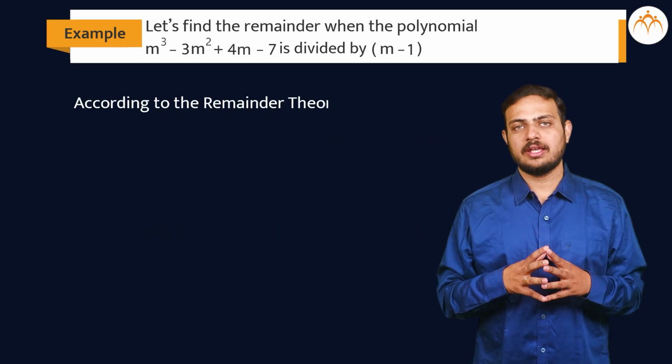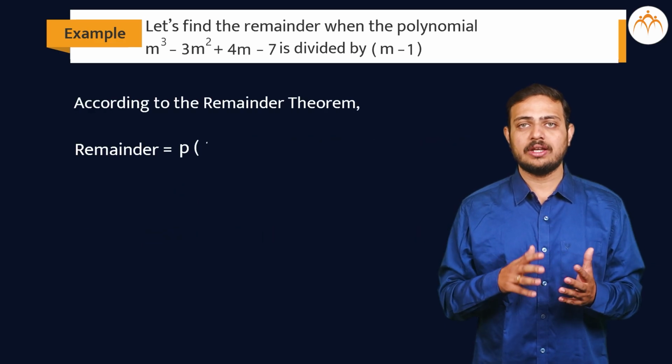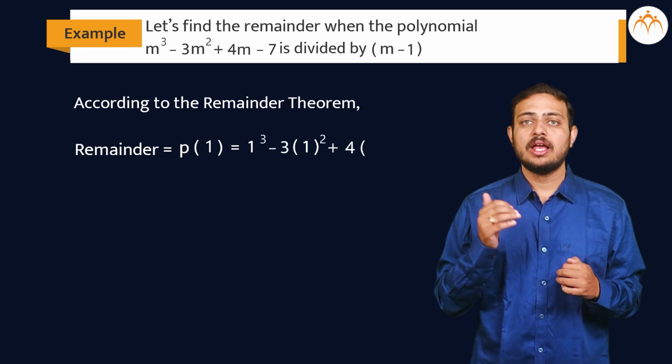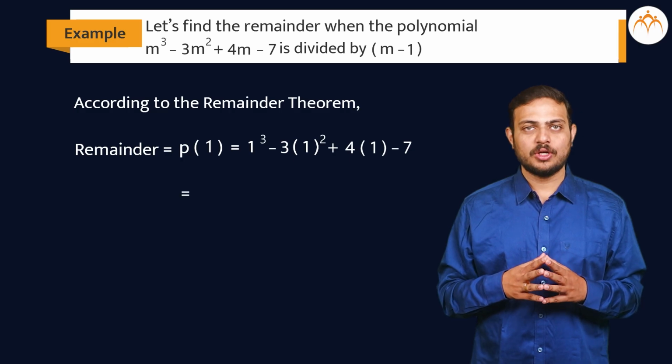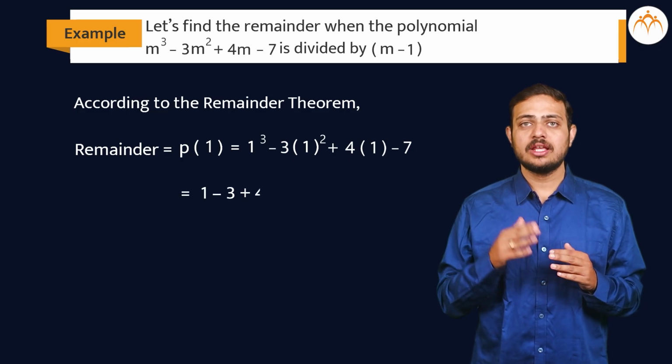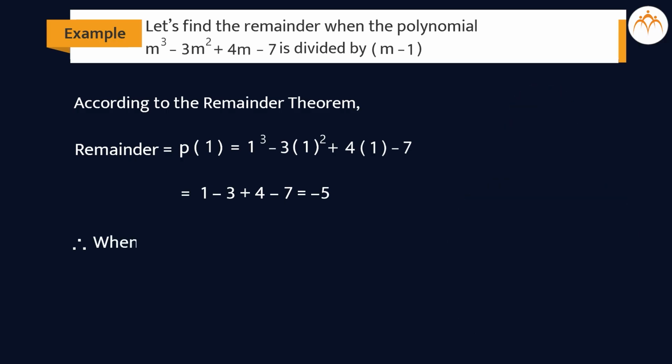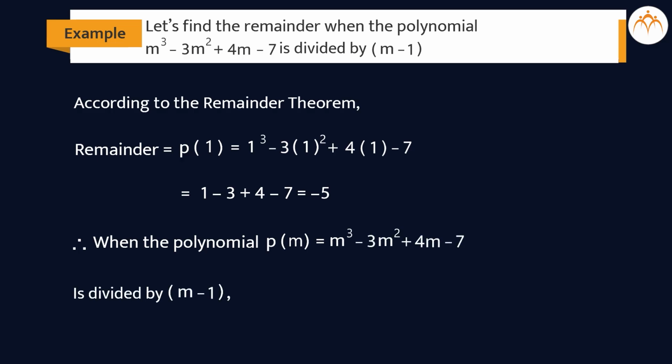Therefore, let's substitute m is equal to 1 in the given polynomial. According to the remainder theorem, remainder that is p of 1 is equal to 1 cube minus 3 into 1 square plus 4 into 1 minus 7 equal to 1 minus 3 plus 4 minus 7 equal to minus 5. Therefore, when the polynomial m cube minus 3m square plus 4m minus 7 is divided by m minus 1, remainder is minus 5. Now, you have understood very well how to use the remainder theorem. Let's solve this example for practice.